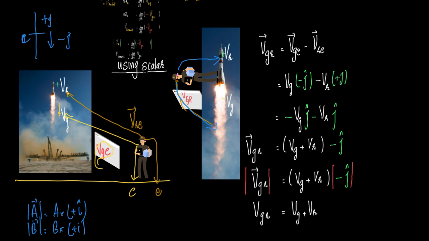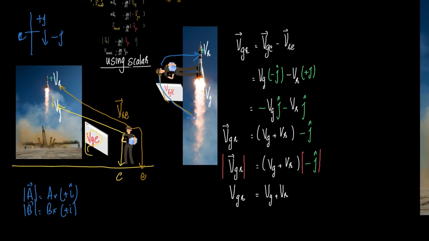Now if you expand the bracket here, this becomes minus Vg into J cap minus Vr into J cap. If you take minus J common, this becomes Vg plus Vr into minus J. And if you take the magnitude on both sides, this becomes the magnitude of vector VGR, which is equal to Vg plus Vr, into minus J.